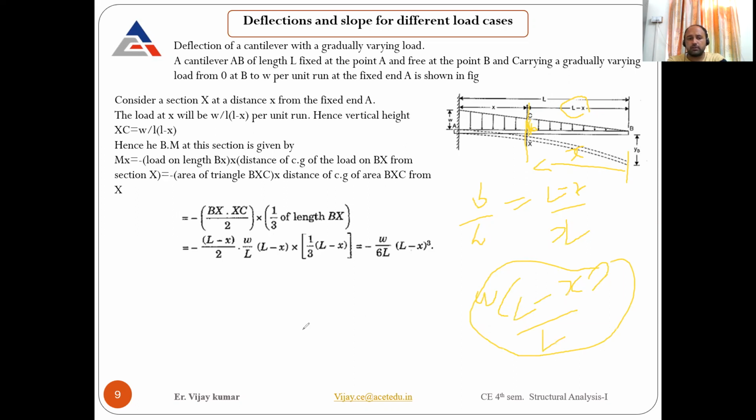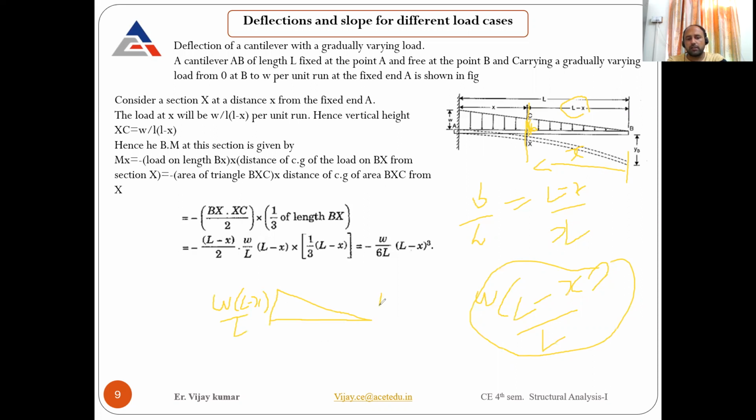If you cut the section and draw the load, this is the value. What is the height of this segment? That is W(L - x)/L. This is the value. Now we need to find the bending moment.